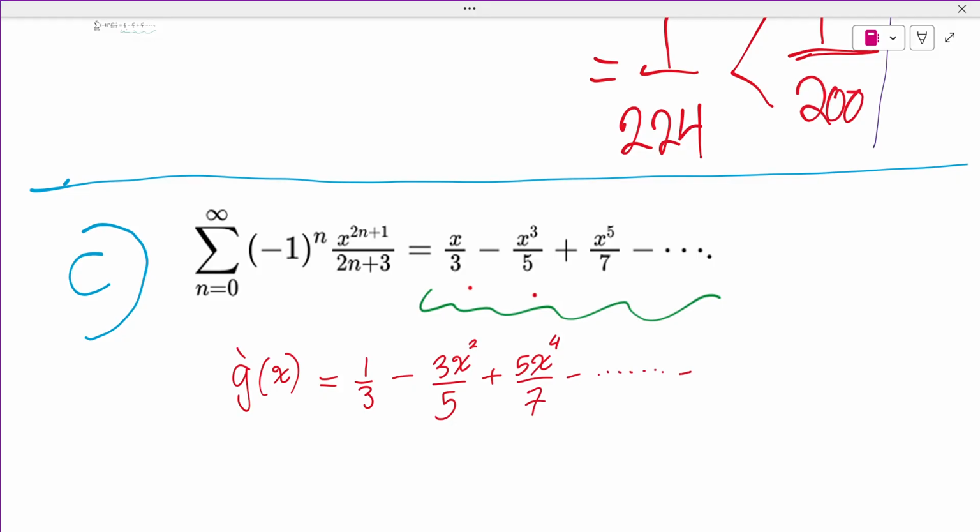But what will be the general term? If we differentiate this one here, what do we get? This is called the general term. We are differentiating with respect to x, so anything with n will be the same, right? Meaning negative 1 raised to n will be the same, and the denominator 2n plus 3 will be the same, right?